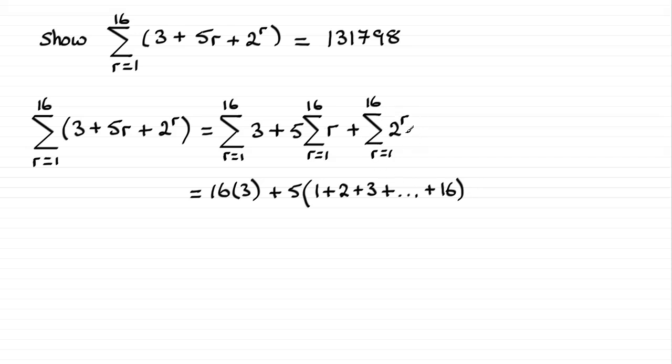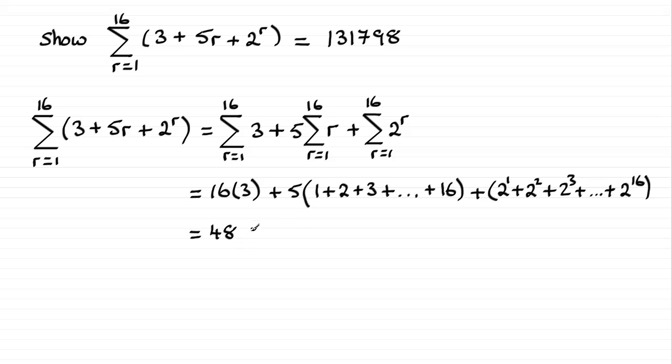And on this last term, we've got to add 2 to the power 1 when r is 1, plus when r is 2, 2 to the power 2, and so on, 2 to the power 3, plus all the way up to when r is 16. So that's adding 2 to the power 16. Well, we know that 16 times 3, that's easy, that's 48, so we'll just do that.